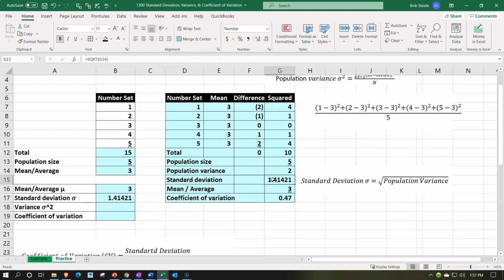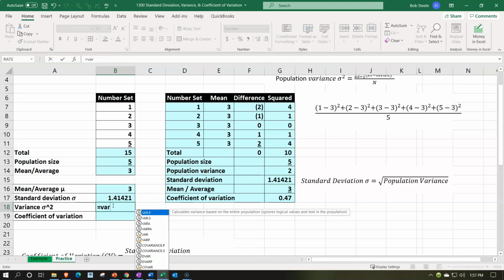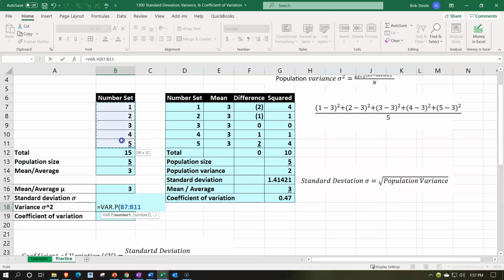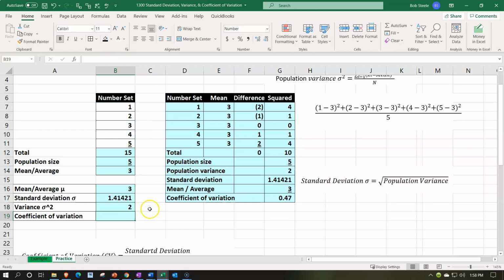And then we have the variance, which we can get to by saying this equals the variance, and we're going to say of the population again. Variance of the population, picking up 1 through 5 and enter. And so there we have our 2. So that's going to be our population variance. And then the coefficient of variation, once we have these two numbers, we can take the 1.414 and so on standard deviation divided by the mean or average, which would be 3. And then we can add some decimals to that, and we get back to this 0.47.